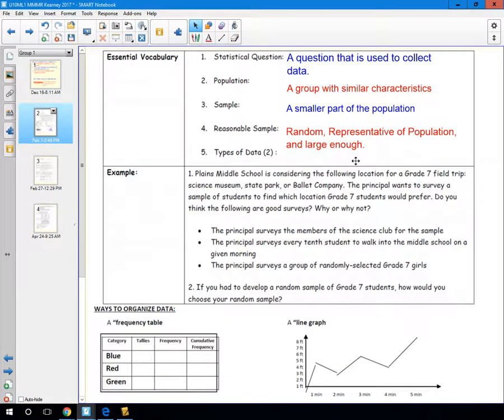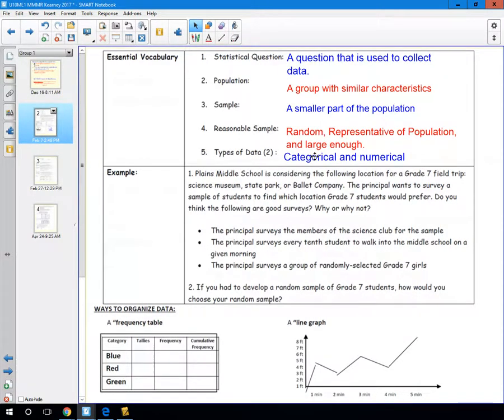Okay, so first of all, we figured out what's my question I'm going to ask. Who are the people I'm wanting to ask it about? Out of that big population, who's going to be my smaller part? Is it reasonable? And then when you're asking the question, you probably want to figure out, is my question going to be one of the two types of data? So there are two types of data you can collect, either categorical or numerical, okay?